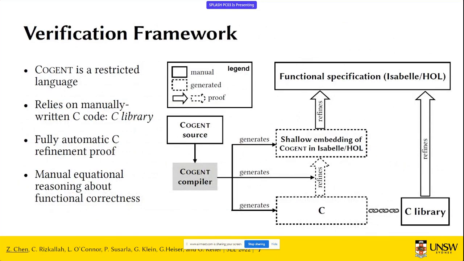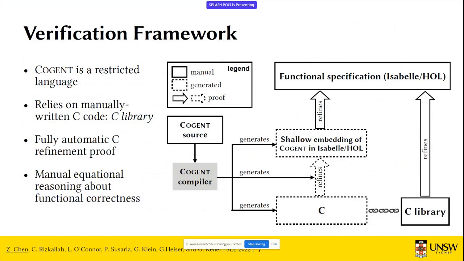The general workflow of the language is that the user writes their low-level systems code in COGENT source code and gives it to the COGENT compiler. The COGENT compiler generates a shallow embedding of the COGENT source program in Isabelle/HOL, and also compiles it to C. And importantly, it also generates a refinement proof saying that the compiled C code is a correct implementation of the shallow embedding of the COGENT program.